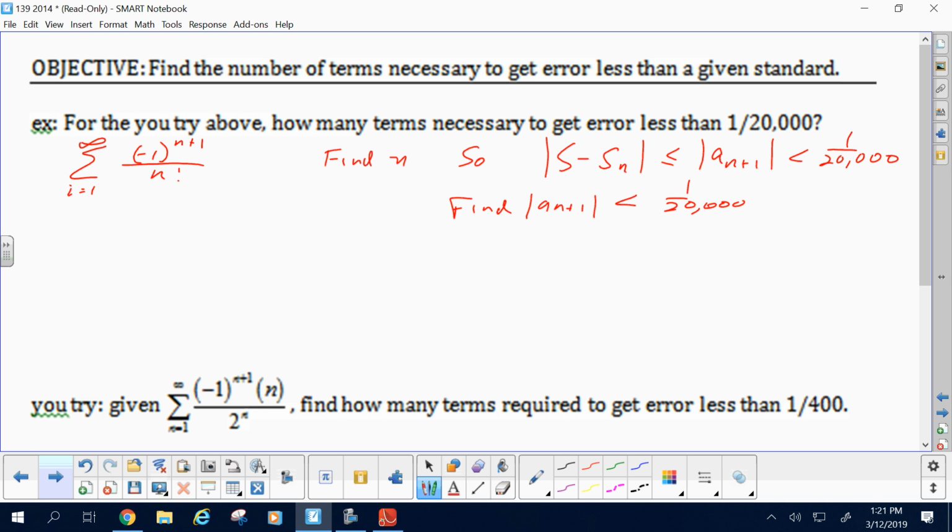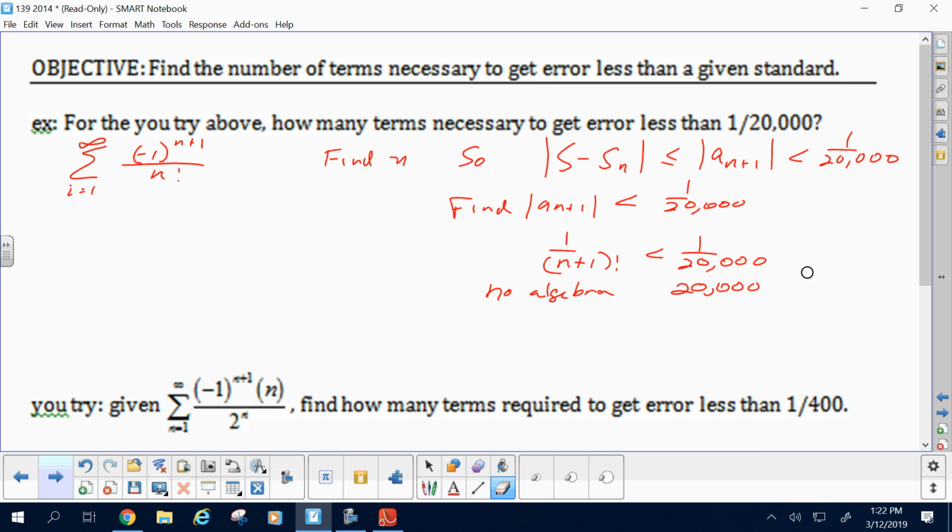Now that, unfortunately, is not done algebraically. Normally I would say, I just cross multiply and I need to find the first time n plus 1 factorial is greater than 20,000. And I would usually solve that by doing inverse algebra. Factorial doesn't have an inverse. There is no inverse operation for factorial, so it's trial and error time.